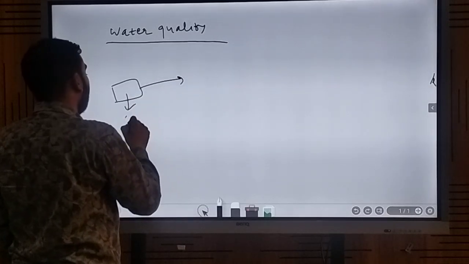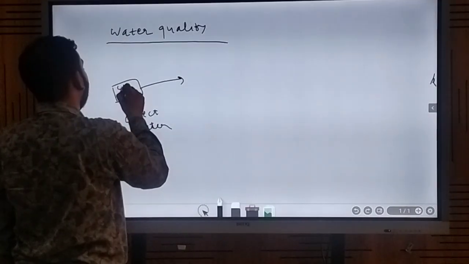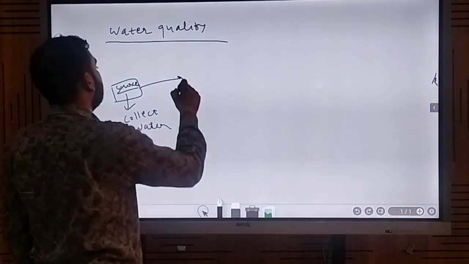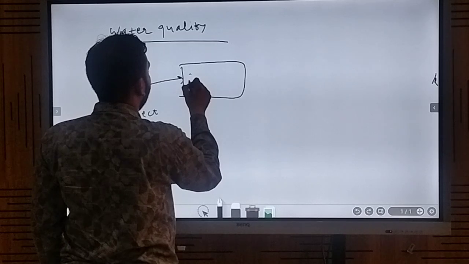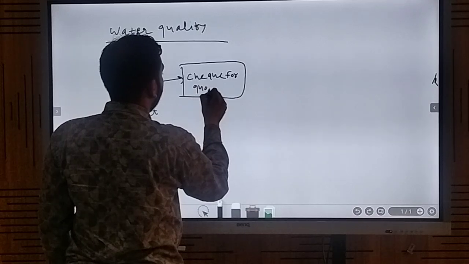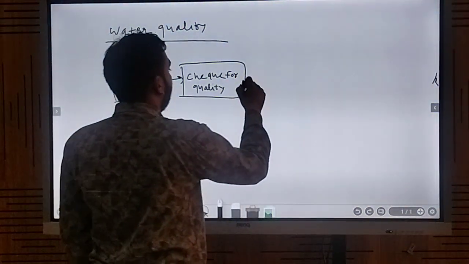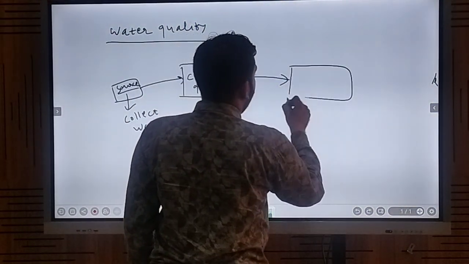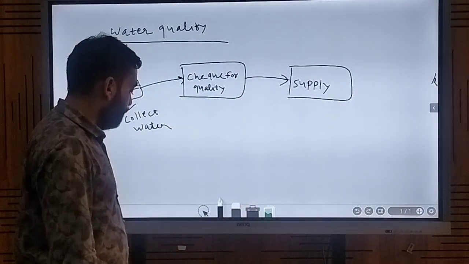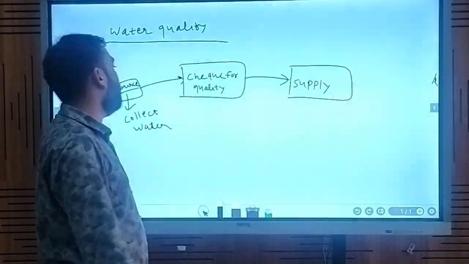This is the source of water, from which we collect water, which may be ground sources and surface sources. These sources of water are first checked for quality, the permissible limit is checked, and then supply is done. So water quality parameters are very important for the public water supply scheme.